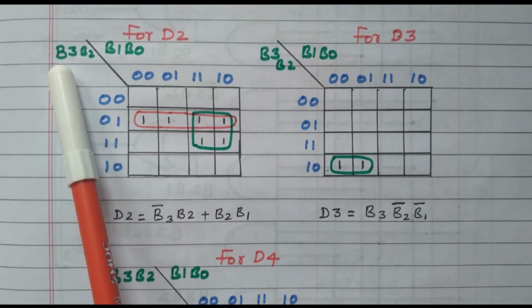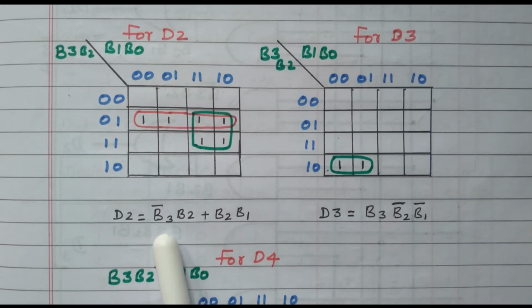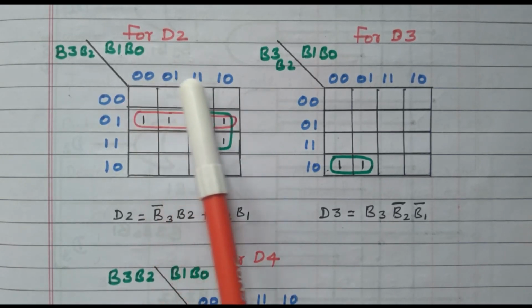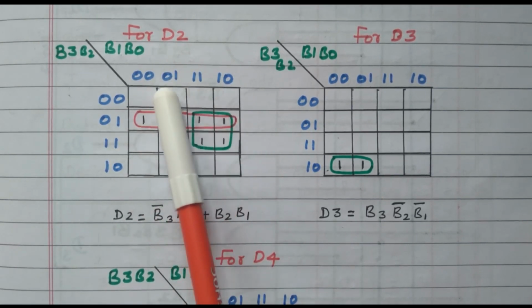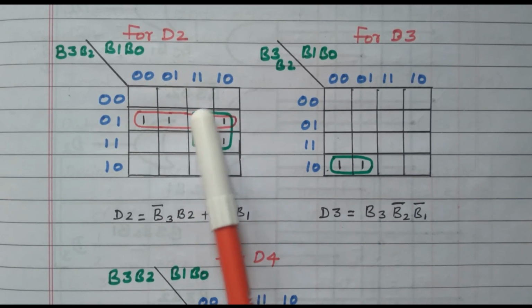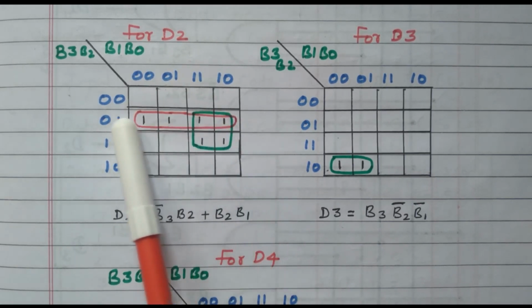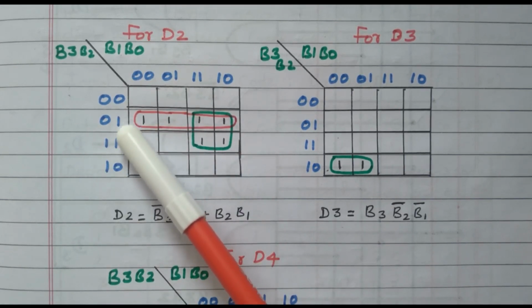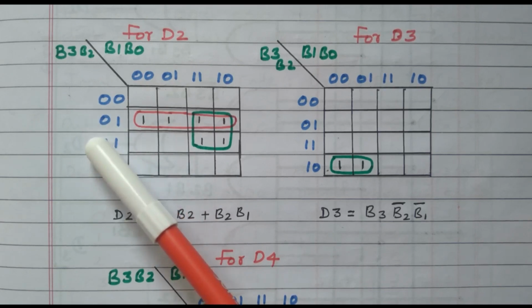0 means B3 dash. So B3 dash B2. The corresponding columns, all 4 columns are available, so they got cancelled. 0 0 cancelled by 1 1, 0 1 cancelled by 1 0. Now we have to refer to these 4 ones, the corresponding second row and third row. In the second and third row, this 1 is available commonly. This 0 and 1 is cancelled.